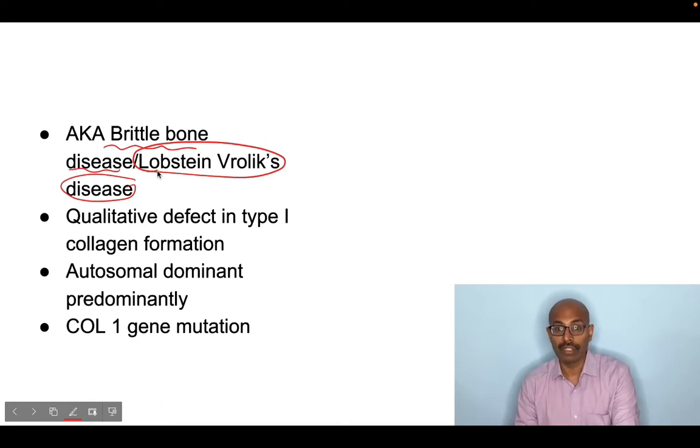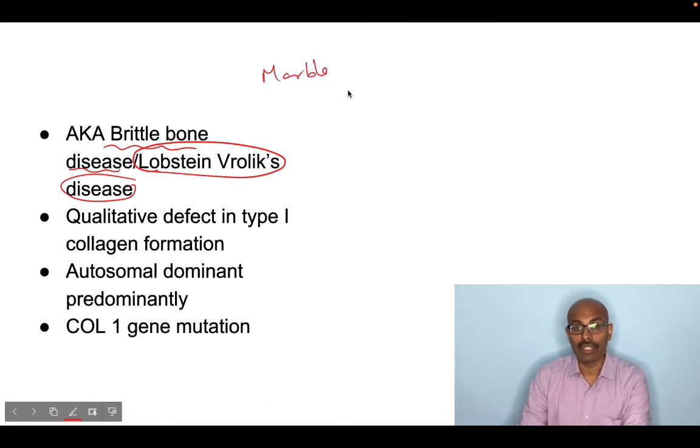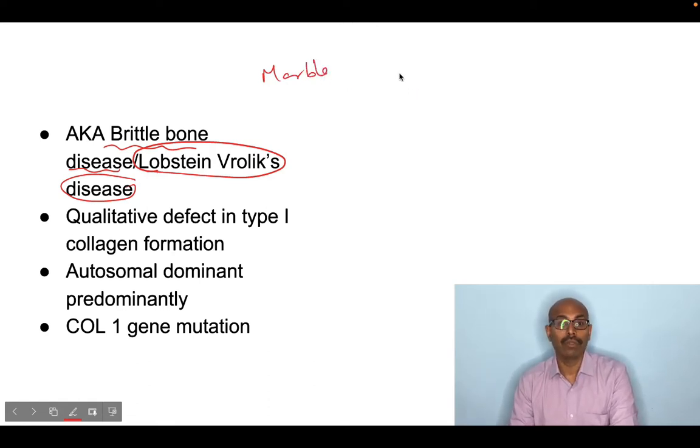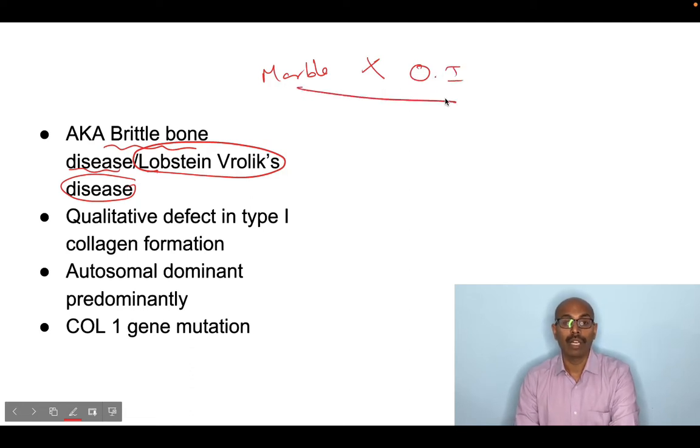Marble bone disease is different from brittle bone disease. Marble bone disease is excessive bone formation, failure of osteoclastic activity, and therefore the bone becomes more dense, and this is called marble bone disease. And marble bone disease is not osteogenesis imperfecta. Remember that.